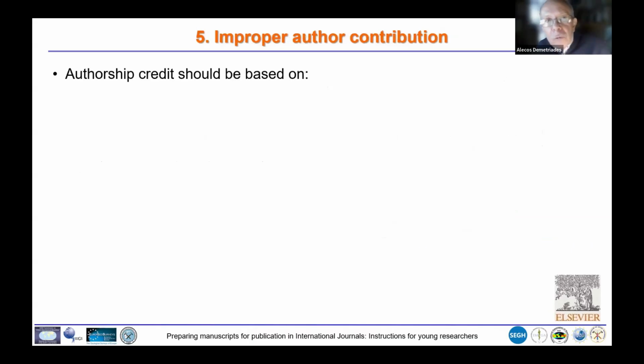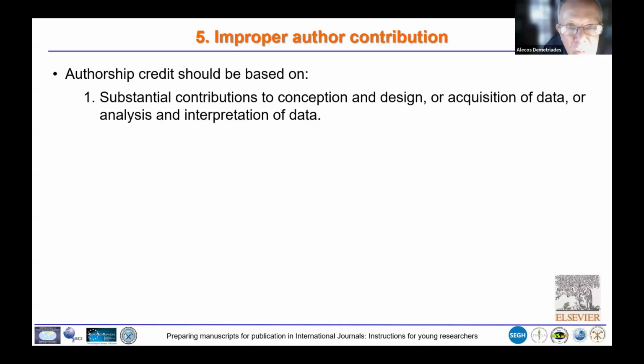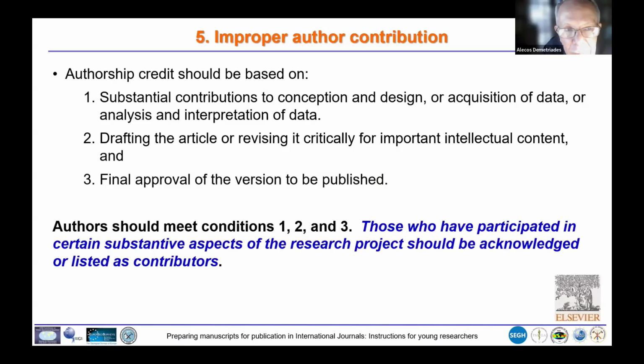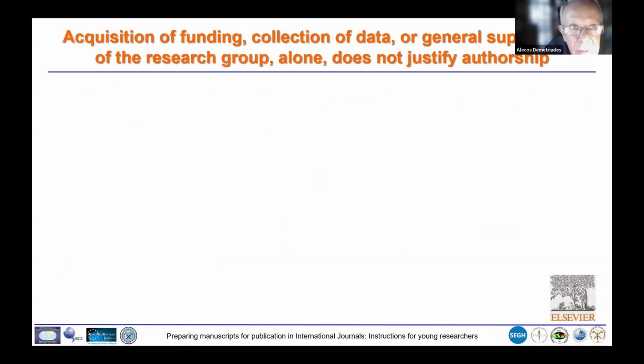Improper author contribution. Authorship credit should be based on substantial contributions to conception and design, or acquisition of data, or analysis and interpretation of data; drafting the article or revising it critically for important intellectual content; and final approval of the version to be published. Authors should meet conditions 1, 2, and 3. Those who have participated in certain substantial aspects of the research project should be acknowledged or listed as contributors.